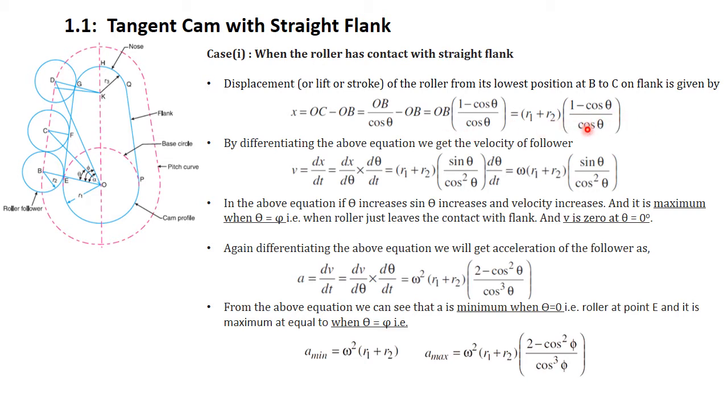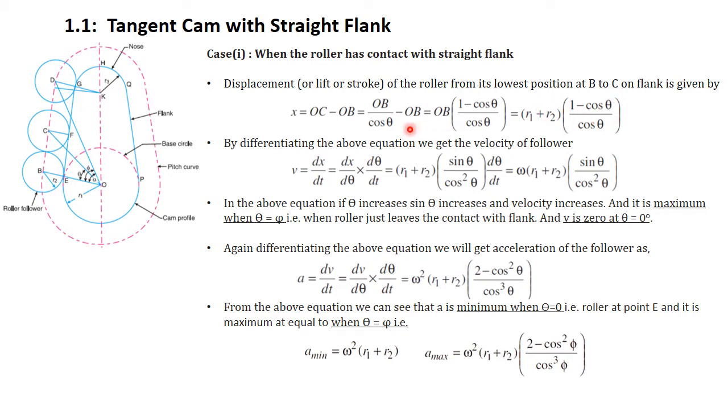And that displacement will be nothing but (R1 + R2) × (1 − cos φ) / cos φ, where φ is the maximum angle turned by the cam on the surface of the flank, isn't it? So in this way we get the displacement of the follower on the surface of the flank by this equation.